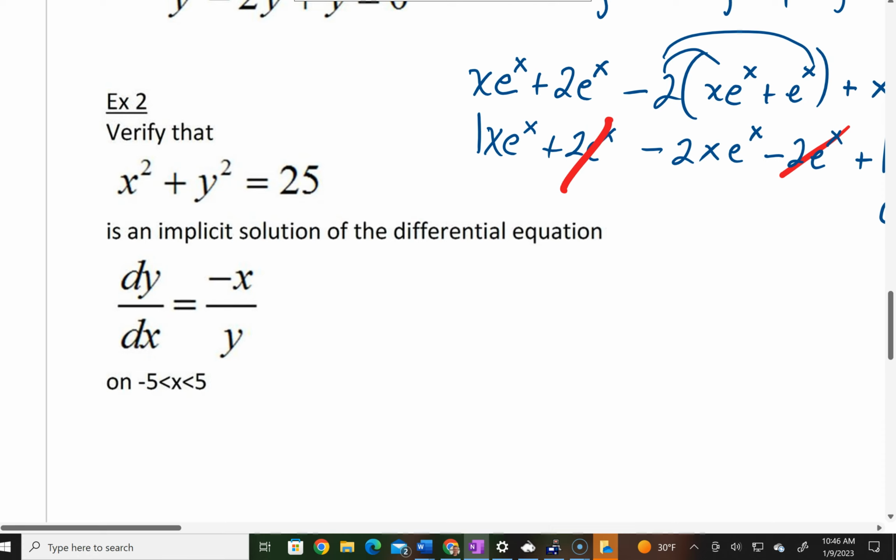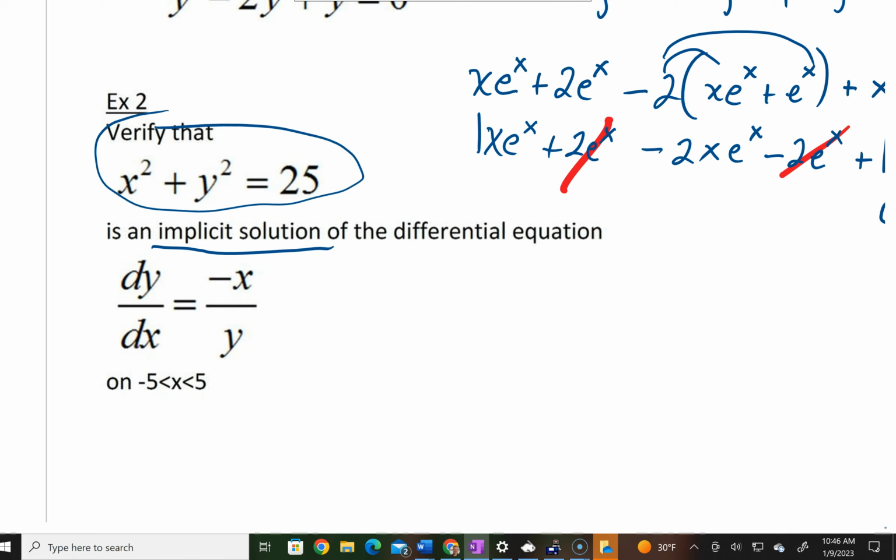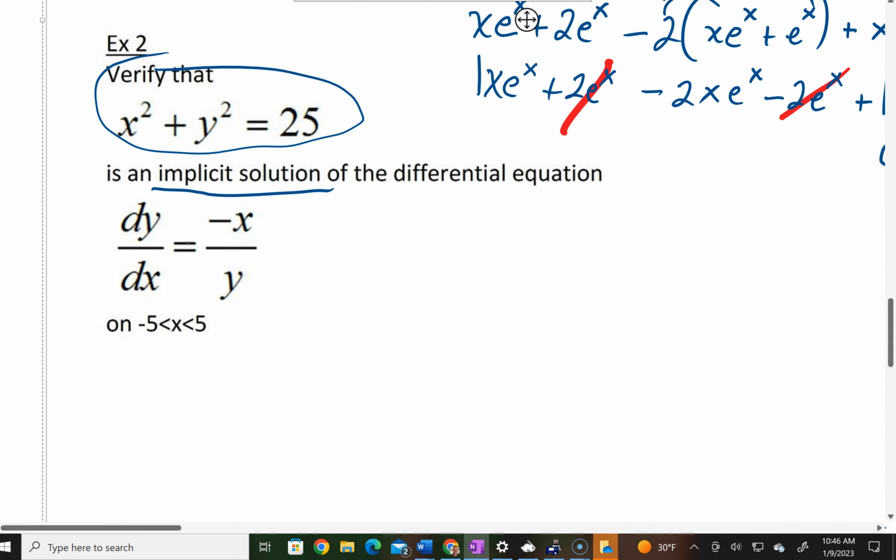What about the implicit? Last one of the day. Verify this. X squared plus y squared equals 25 is an implicit solution of the differential equation dy dx equals negative x over y on this interval. Oh, wow, look at this interval from negative 5 to 5. Wow, they're even giving you an interval.